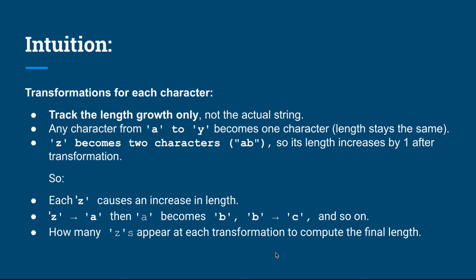So the most important character is Z, right? And Z becomes AB, so it adds 1 character to the length. Others like A to Y don't grow, right? They just shift forward. So what we need to do is track character counts in an array of size 26. How many characters in the alphabet? 26, right? So we track the character counts. For each transformation, we have to add the length for every Z and shift all the counts accordingly, right?